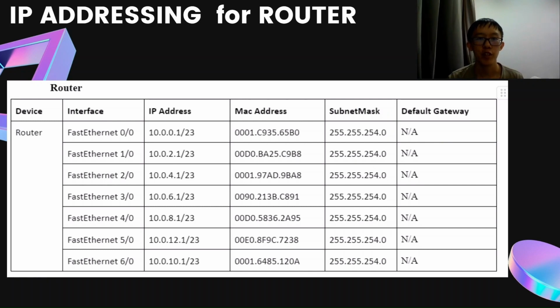This is the IP addressing for the router. The router has 7 interfaces, which are using FastEthernet. For example, for FastEthernet 0/0, we assign the IP address 10.0.0.1, which we get from the subnet table, using the first usable address. And the subnet mask is also taken from the table that we calculated.